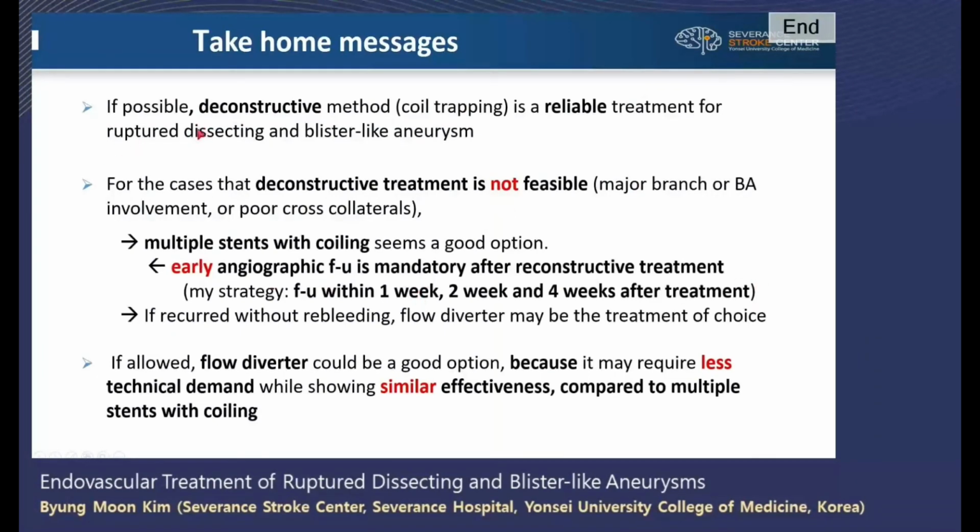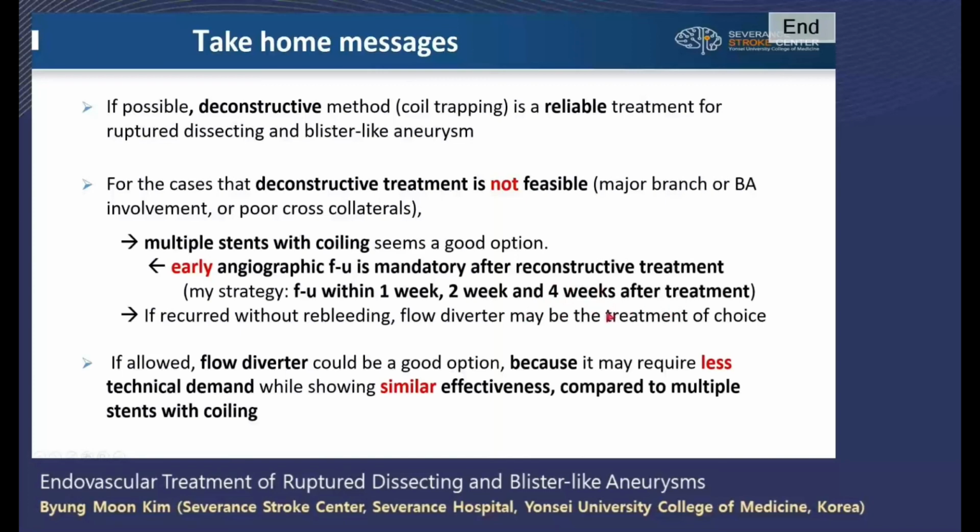In conclusion, if possible, the reconstructive method is a reliable treatment for ruptured dissecting and blister-like aneurysm. For the case that the reconstructive treatment is not feasible, multiple stents with coiling seems a good option. After multiple stents with coiling, early angiographic follow-up is mandatory for this type of treatment. My strategy is a follow-up angiogram within 1 week, a second follow-up angiogram at 2 weeks, and a third follow-up angiogram at 4 weeks after treatment.